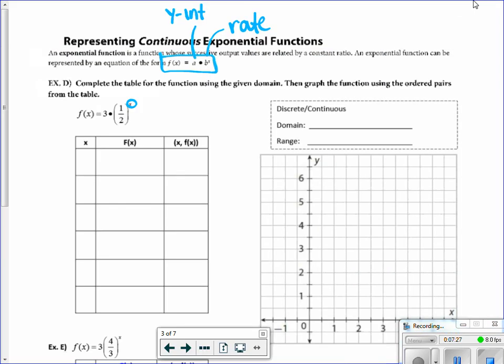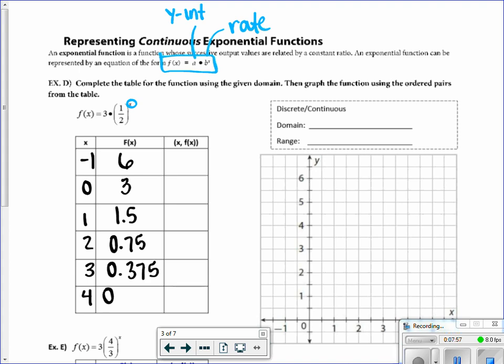So if we have -1/6 and then 0, 1, 2, 3, 4. Keep going. It's okay. And then 3, 1.5, 0.75, 0.375, and 0.185. Are we okay with that part?